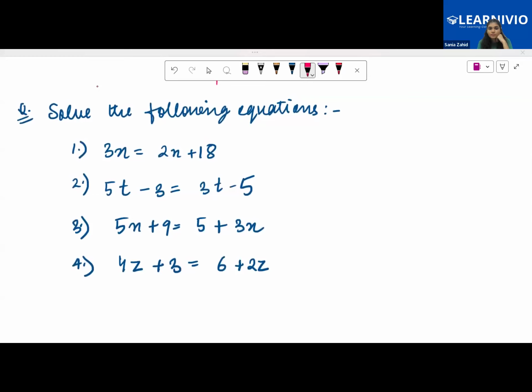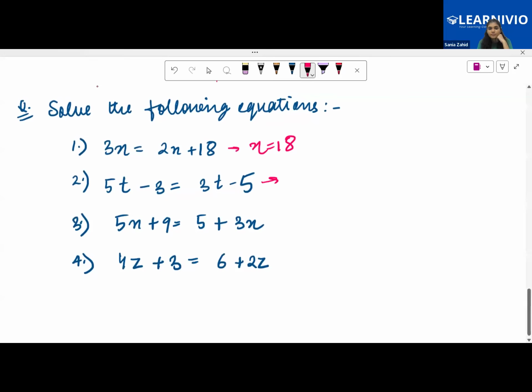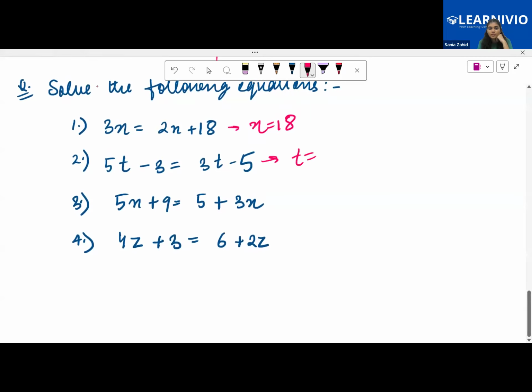Ma'am, first one, x is equal to 18. My second one, t is equal to 1. Third one, x is equal to 2. And fourth one, z is equal to 1.